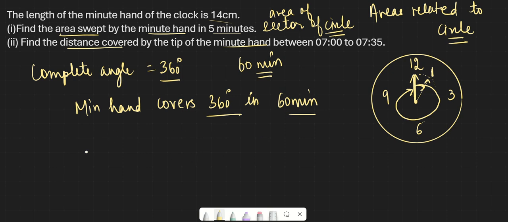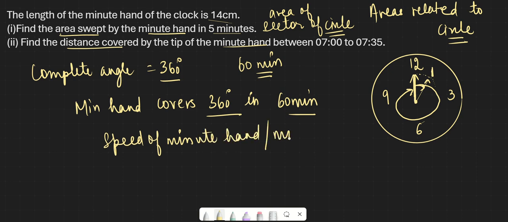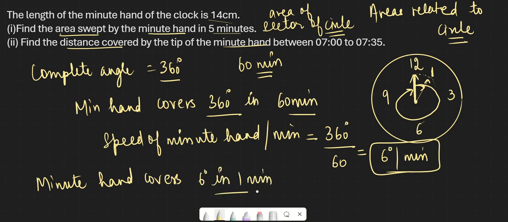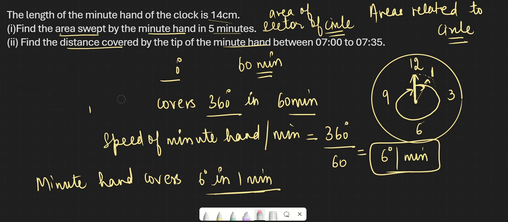From here, we'll find the speed of the minute hand per minute. How much does the minute hand move in 1 minute? That would be 360 degrees divided by 60, which is 6 degrees per minute. This is the important thing that we need to understand: the minute hand covers 6 degrees in 1 minute. Once you understand this, the question becomes very easy to solve because we can then find the central angle.